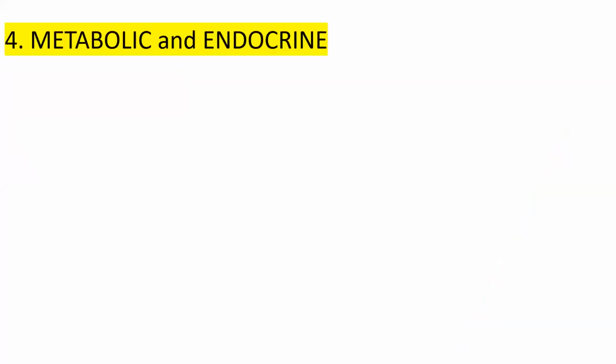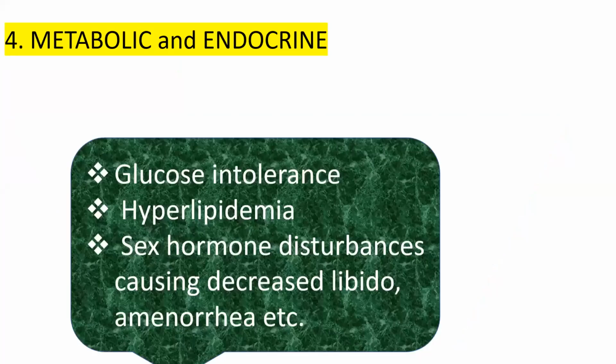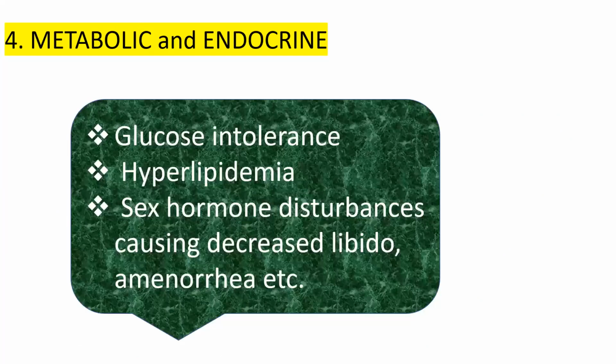Next is metabolic and endocrine. In metabolic and endocrine, if any of you have a spelling mistake, write it down first, okay? Because time is very less, only 3 minutes left. In metabolic and endocrine, what are the clinical manifestations? The signs and symptoms that you will see are glucose intolerance.